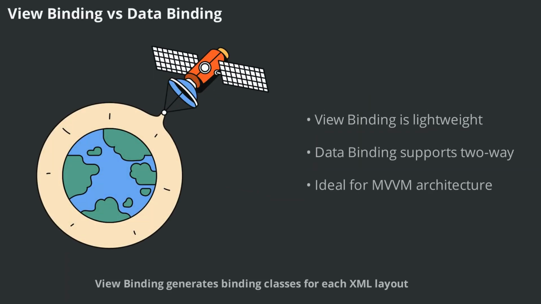ViewBinding generates binding classes for each XML layout, allowing direct access to views without findViewById. It's simple and lightweight, ideal for straightforward UI access. Data binding, on the other hand, enables binding data directly to XML layouts, supporting two-way binding and reactive UI updates. Data binding is powerful for complex applications, especially those using MVVM, as it simplifies UI updates and supports binding expressions.